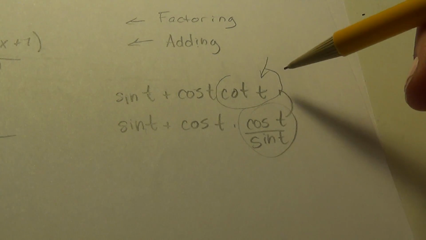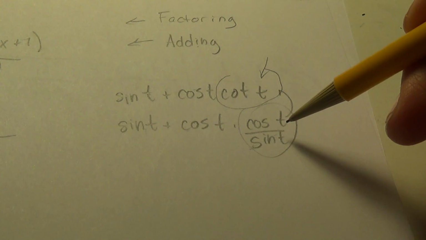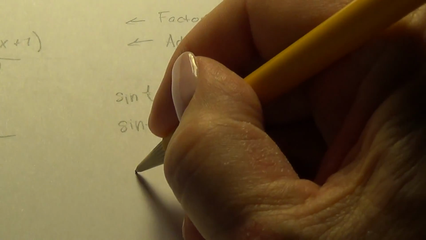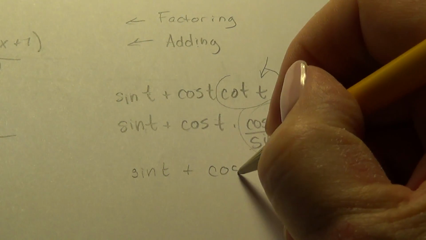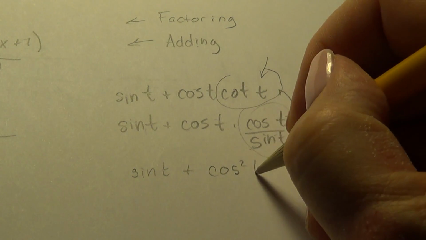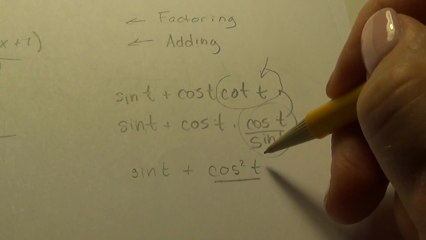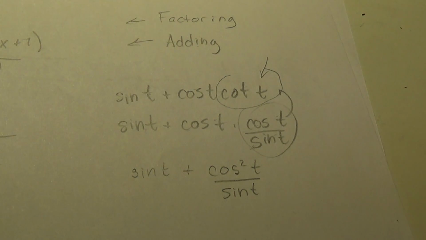Now, some of our problems, when we make this substitution, this will cancel this and we're happy to go. But this one, it doesn't. So we have to go with the flow and just follow your mathematical nose. Cosine t times cosine t is cosine squared t. And now is where I don't have any other choice but to add.